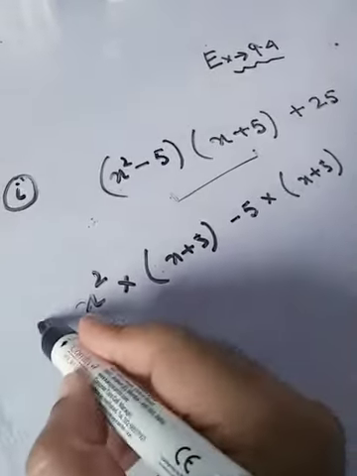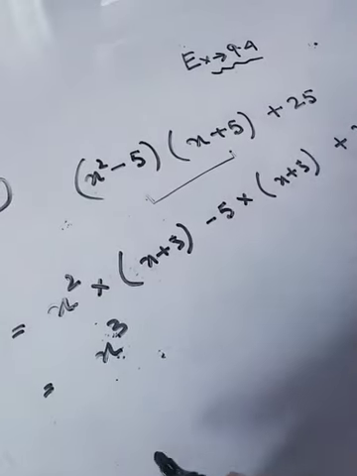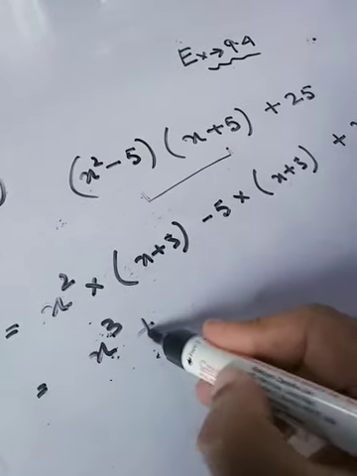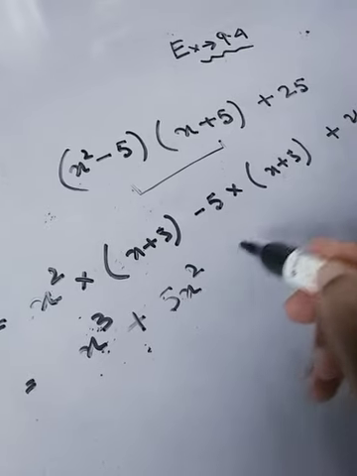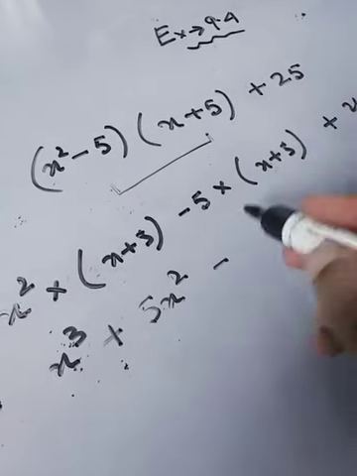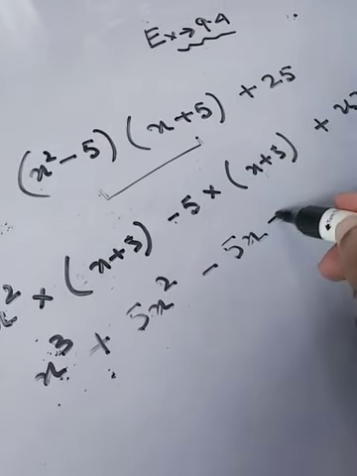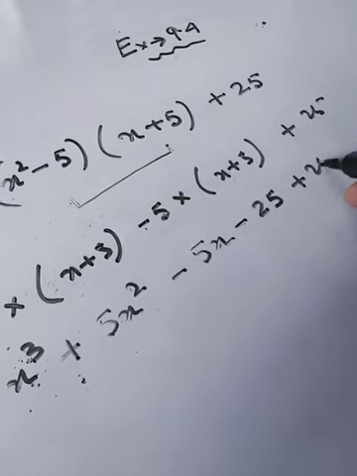Now we have to open the bracket, isn't it? Now x square into x is what? X cube. Now plus, here is no sign means plus, plus is plus. X square into 5 is what? 5x square. Then minus 5 into x is minus 5x, minus 5 into 5 is minus 25, plus 25.